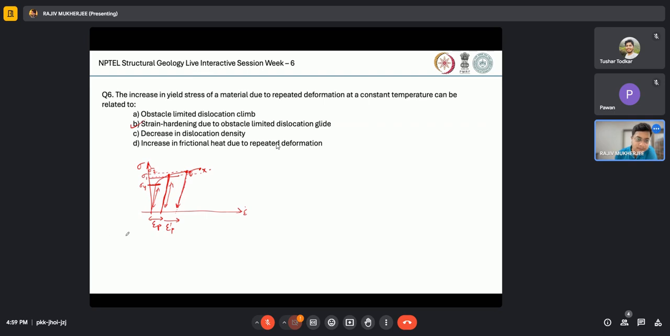So this is how the yield strength increases during repeated loading test. During repeated deformation.